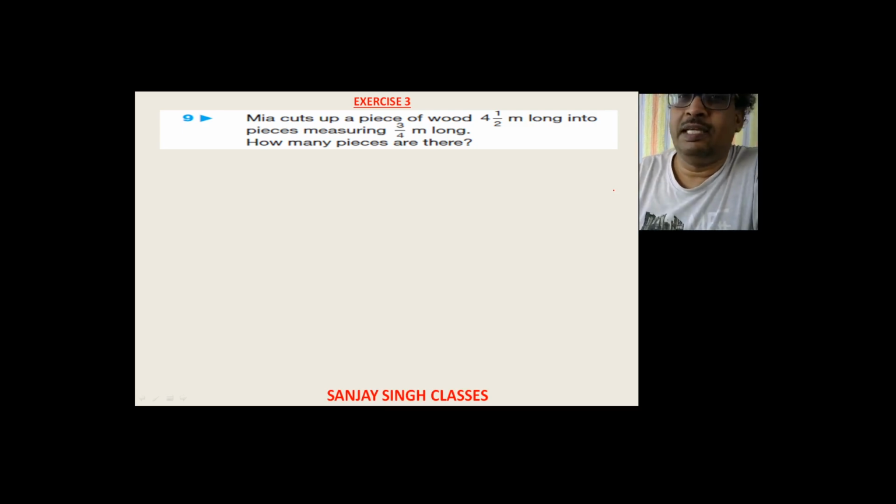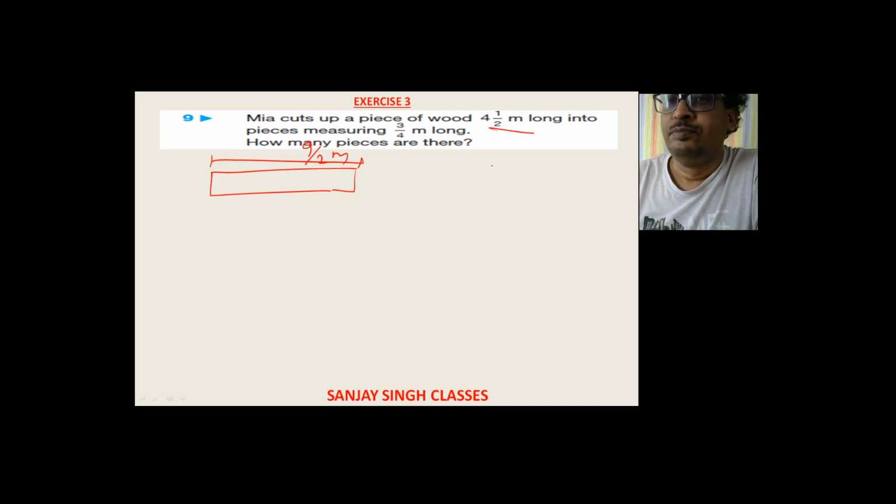In this, what is given: Mia cuts up a piece of wood. So let's suppose a piece of wood is available, and its total length is given to us as 4.5 meters. So 4 2s are 8, 1 is 9, so 9 by 2 meter long, into pieces measuring 3 by 4 meter long. So she has cut this. We don't know how many pieces there are. Please do not count the lines I have placed. But each piece will be measuring 3 by 4 meter long.